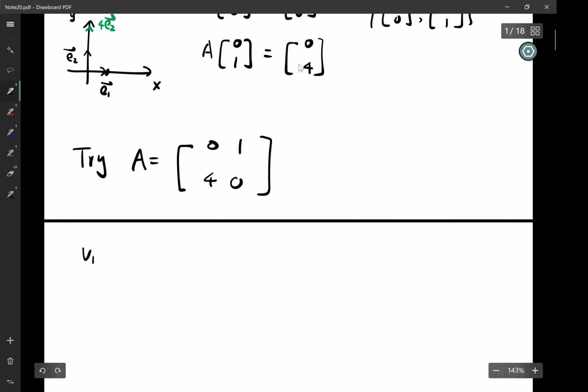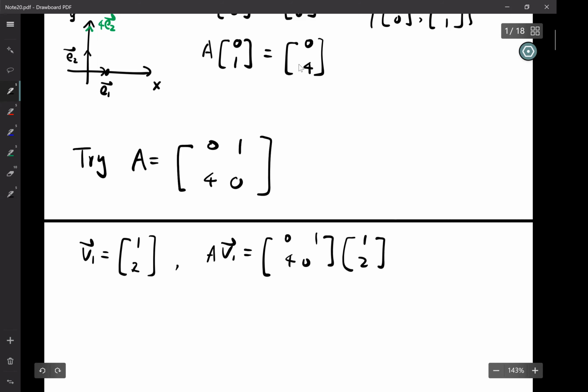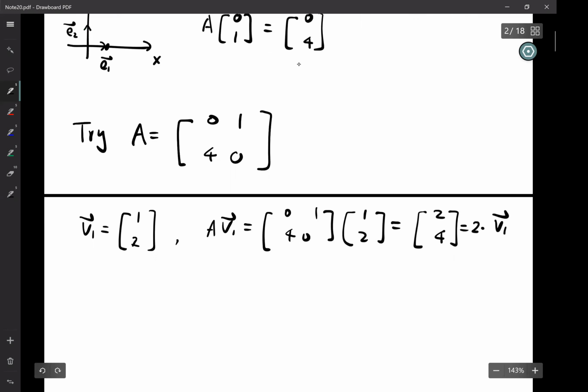So the first one could be (1, 2). Let's check this. It seems to be a very educated guess, but once I tell you, this is [0, 1; 4, 0] times (1, 2). So this is 2, this is 4, and this is equal to 2 times V1. So indeed, V1 is an eigenvector with eigenvalue lambda 1 equal to 2.